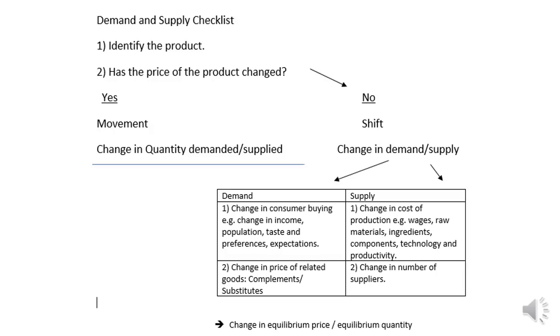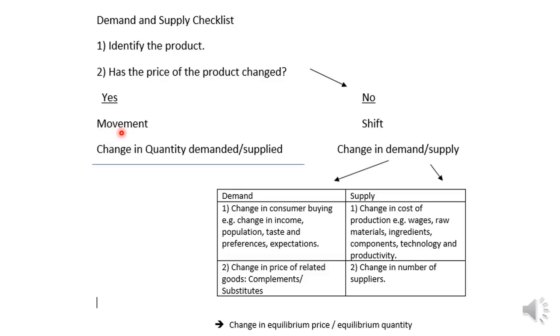Now, this is a checklist to show you how you can approach a demand and supply question. Now, when there's a question on demand and supply, first you identify the product that the question is asking you. Okay, then check, did the price of the product change? Now, it's the same product, all right, that the question is asking you, not another product. So did the price of the product change? Now, if yes, then it has to be represented by a movement on either the demand or supply curve. Usually the question will specify.